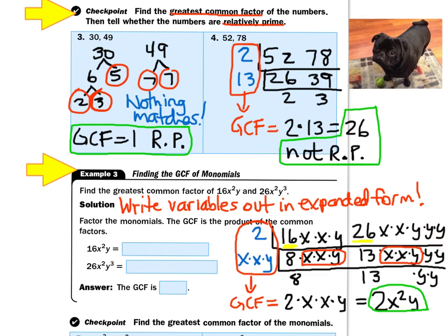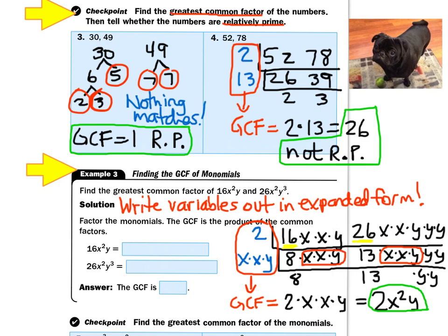Okay, now on the next step, since you know you're done with 8 and 13, nothing goes into them except 1, I want you to use your red and just look at what matches. See how they both have 2 x's and a y in common. So I circle what they have in common and I bring it out here. 2 x's and a y come out to the greatest common factor column.